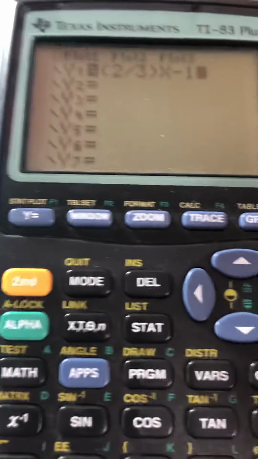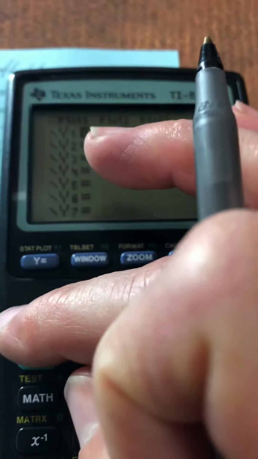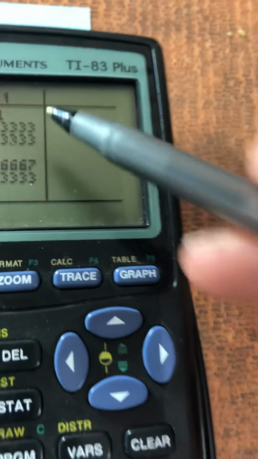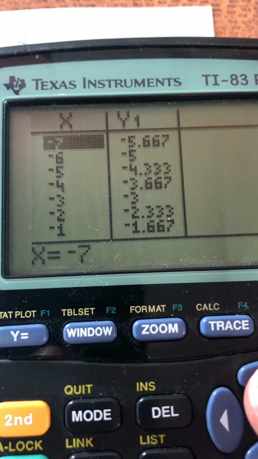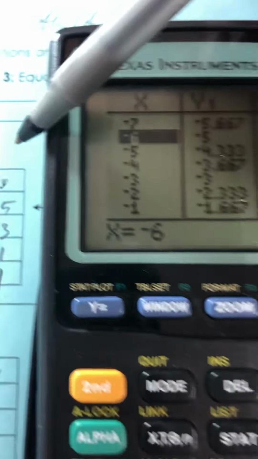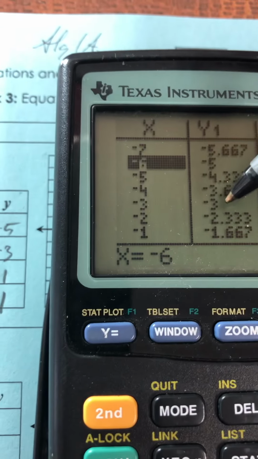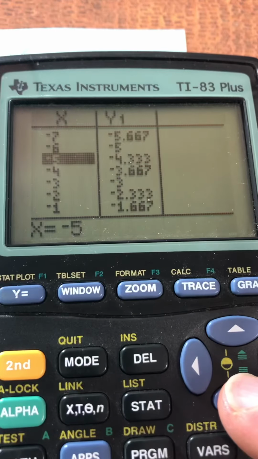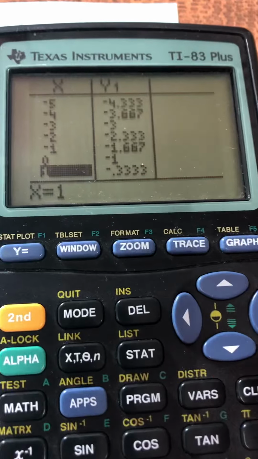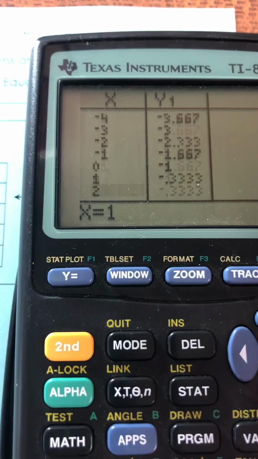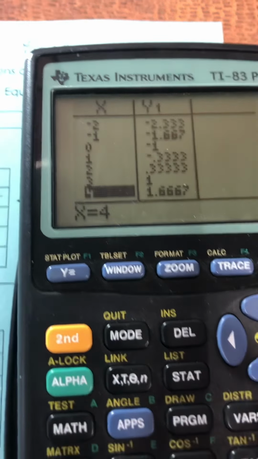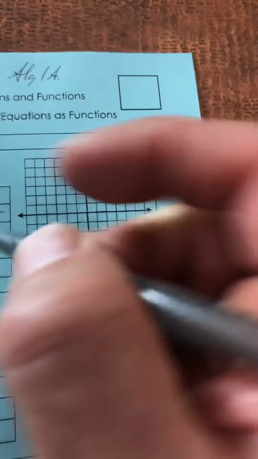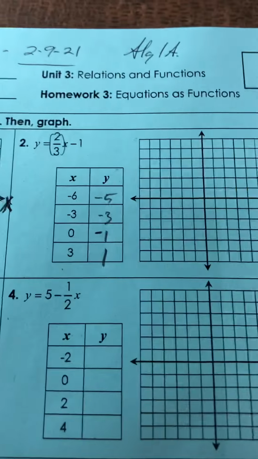Okay, so once again, I want to know the table. So I do second, and I do table. And there we go. Now notice this starts with -6, and I'm at 0. I got to go down to -6. So my -6 is going to be 5. And then you'll see your -3 is 3. Then use the arrow button to get to 0, and 0 is -1. And use the arrow button to get down to 3. 3 is 1. Oh, 0 is -1. That should be -1.